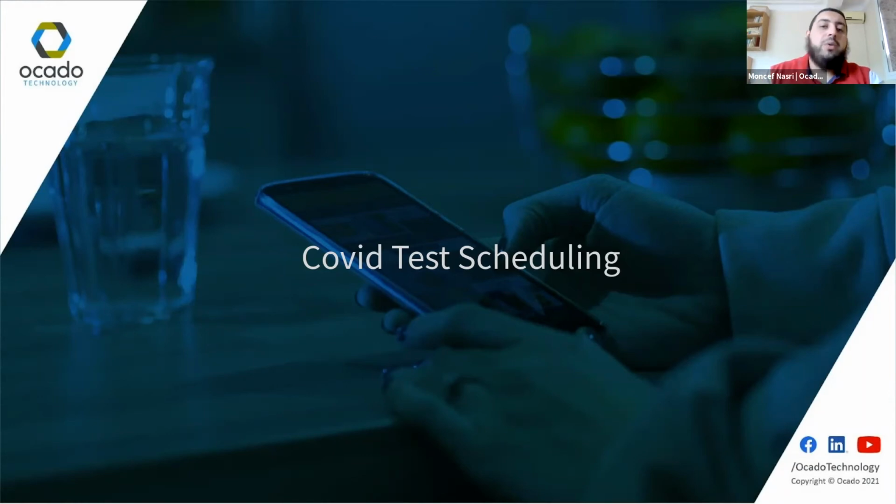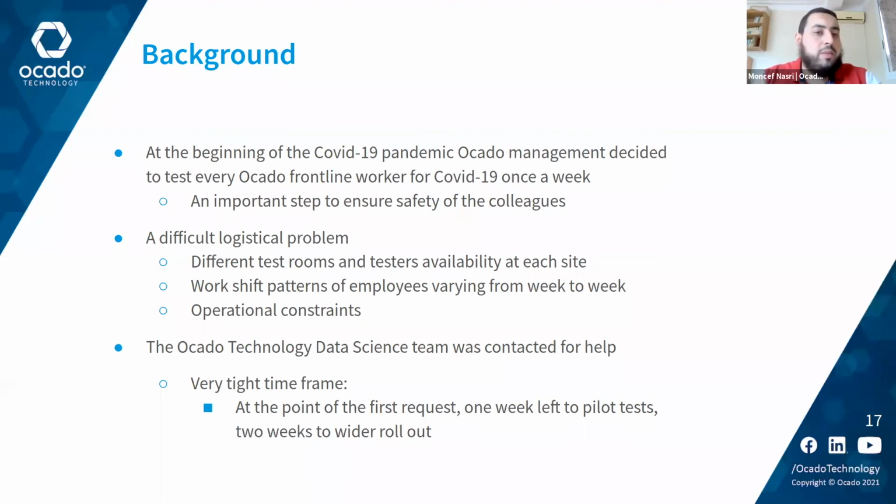effort involved. So our team, which is the data science team in charge of all of the optimization and AI and machine learning things that we do at Ocado Technology, was contacted. The background is that, as I said, this was an important step to ensure the safety of all colleagues. It was a very difficult logistical problem. Why? Because we had different test rooms and testers available at each site, so not everyone can carry out the test, and we can't do it everywhere.